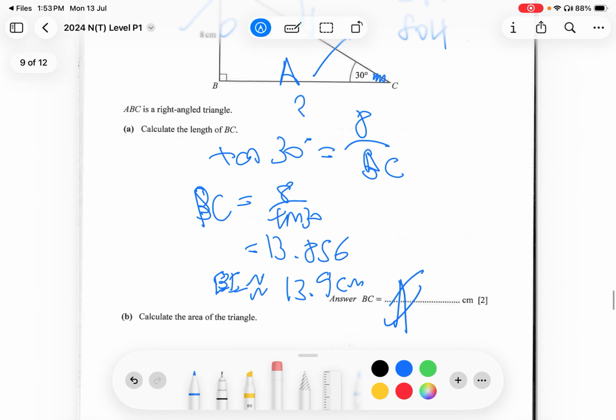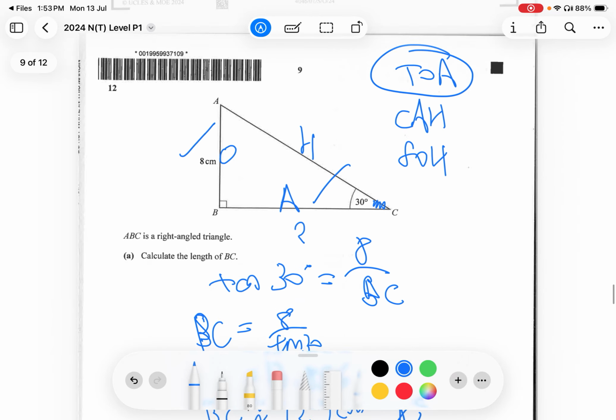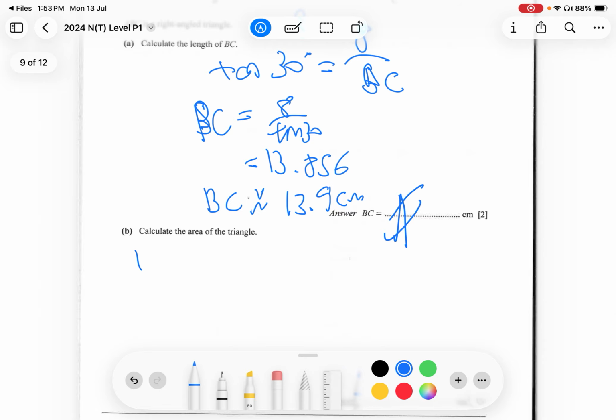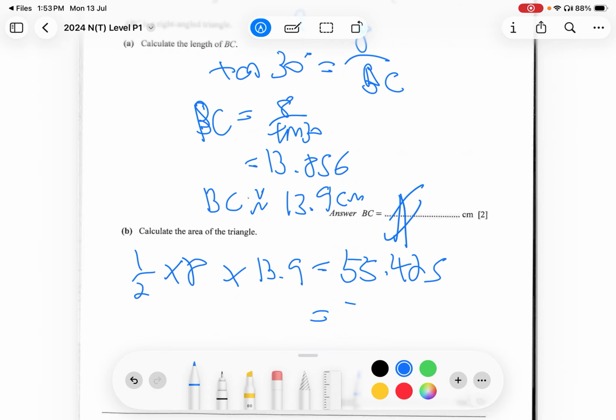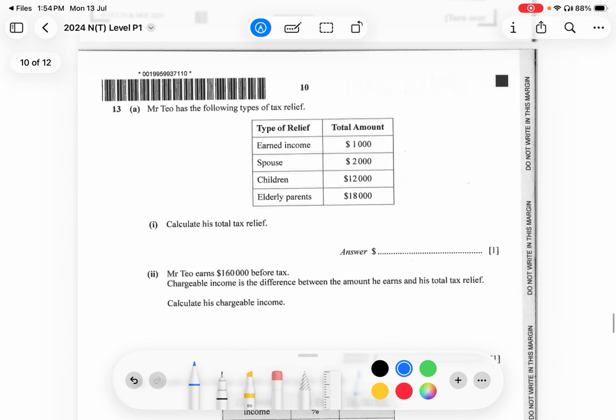Okay, for this. Find the area of the triangle. What is the area of the triangle? Half times base times height. Half times 8 times 13.9, 55.425. 55.4 cm square. Okay, for this. So the next one.